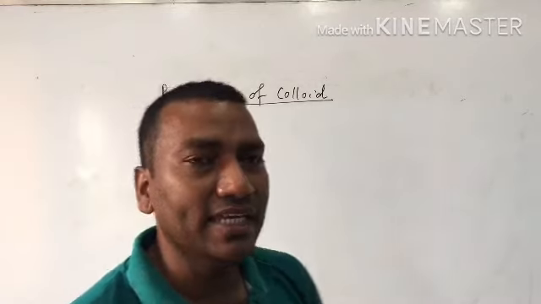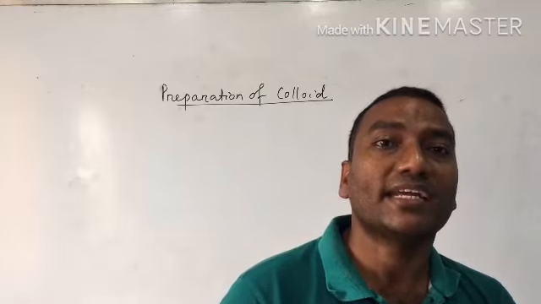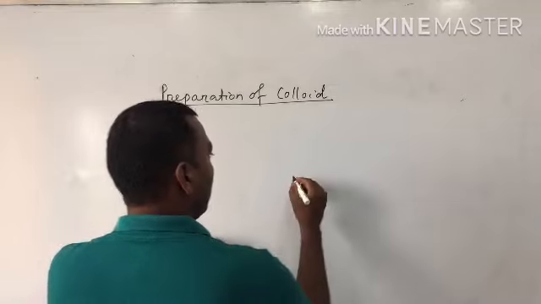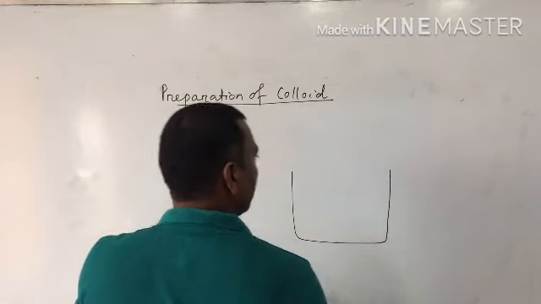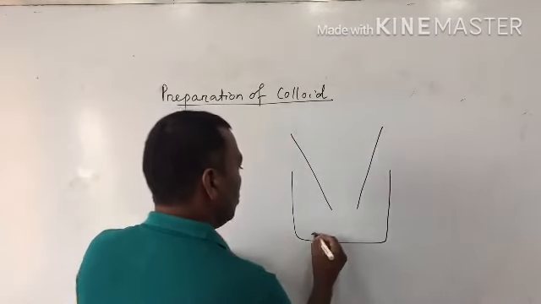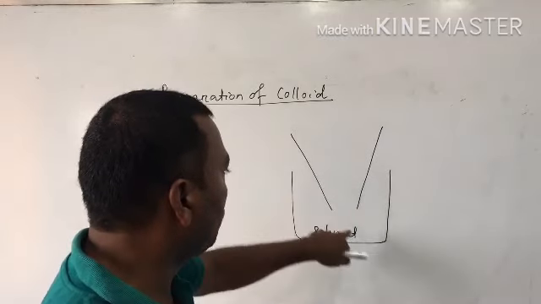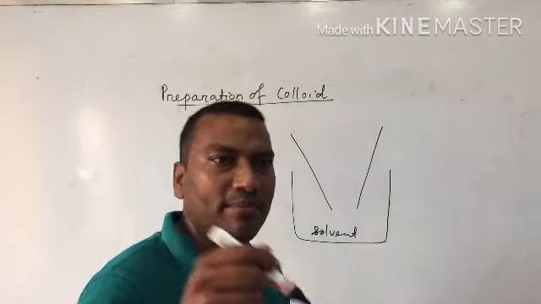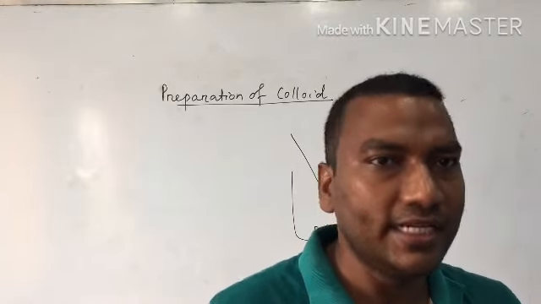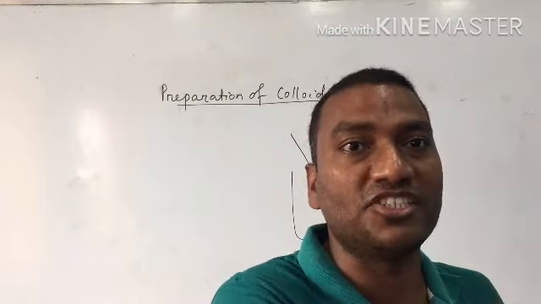Second one is by the electrical disintegration method, or Bredig's arc method. How can you prepare a lyophobic colloid? You see, first example, suppose this is one container. Suppose you take two metals and you choose a suitable solvent. Normally, a metal dipped inside the solvent never dissolves and never forms a colloidal solution. But how can we make a colloidal solution by this technique?